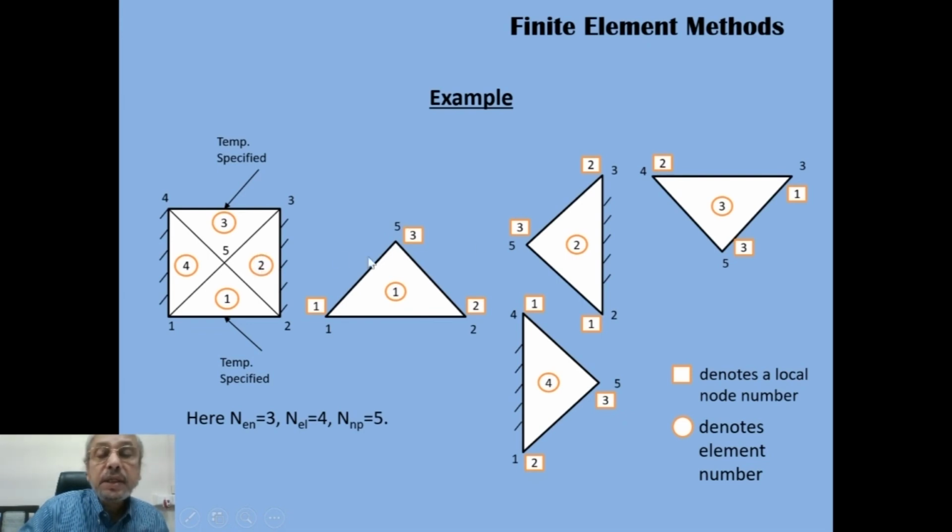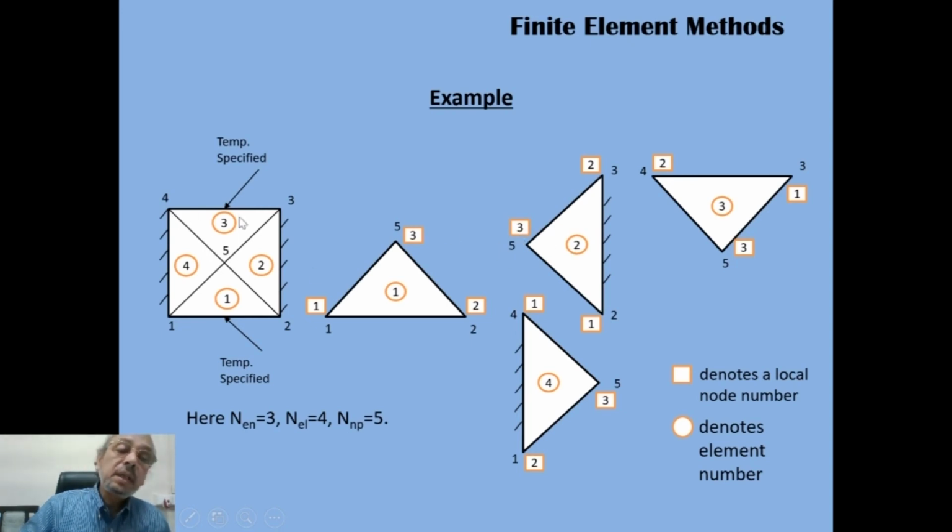Then we go to the second element. The circle denotes the element number. This is the second element, and for this second element, the local nodes are 1, 2, 3. But the global node here is global node 2. This belongs to this side. So basically, this 2 is a local node, but its global identification is global node 3. Here, 3 is the local node number, but its global node number is 5.